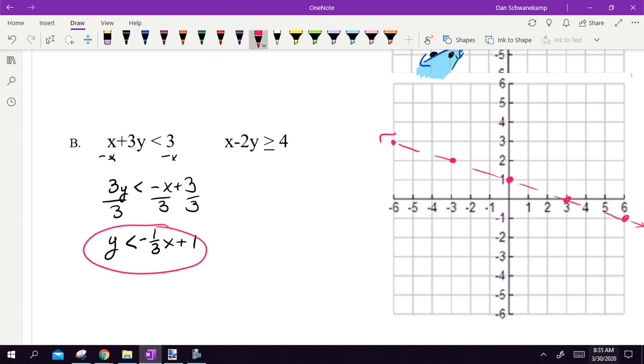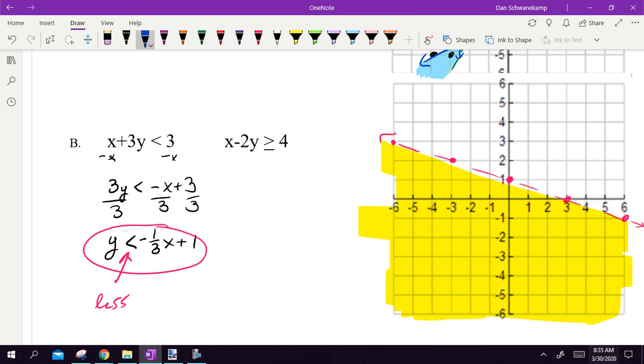Next thing I have to worry about is above or below, since that sign right there is a less than sign. Since it's less than, I'm going to shade below that line. So this right here is what that first line is describing. That is not the answer, but that's the first part. Once we've done that, then we're going with the second one.